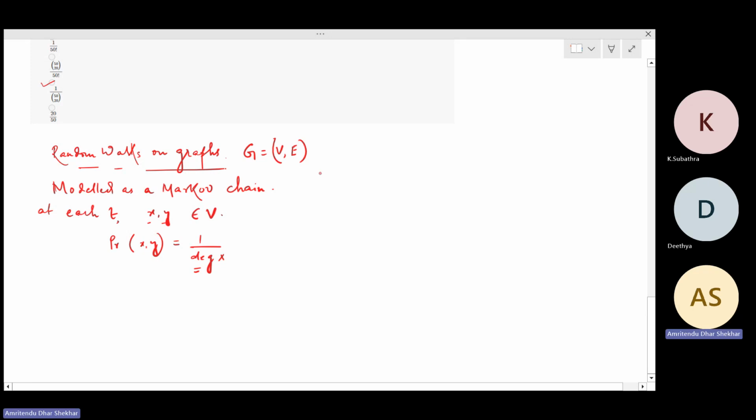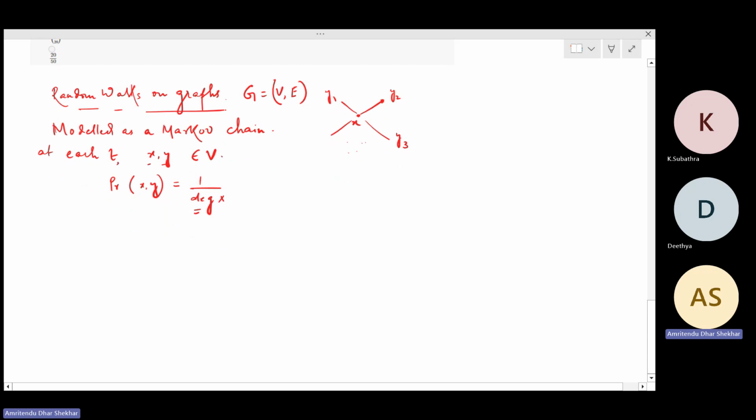So essentially what you're doing is that, let's say you have a vertex x, and let's say you have its neighbors. Let's say you call them y1, y2, y3. Now you pick a neighbor randomly from all possible neighbors of x, and you move to that neighbor. So this is the transition probability. Now the question is, of course, you can model this as a Markov chain.